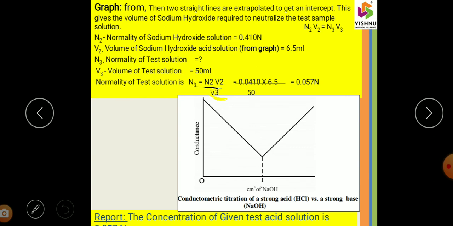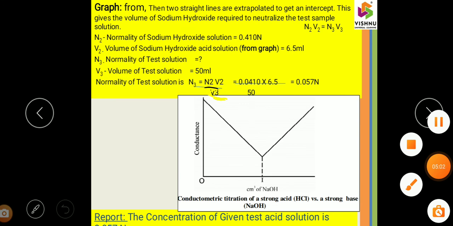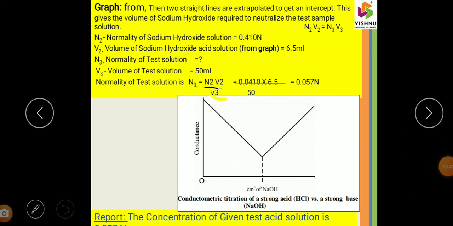This is the report. The concentration of the given test solution, the HCl solution, is 0.057 normality.